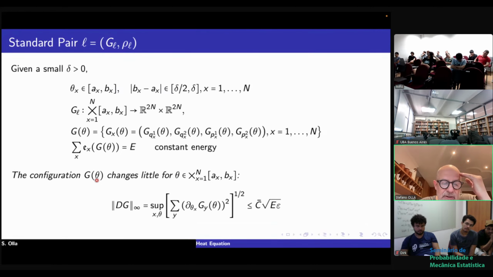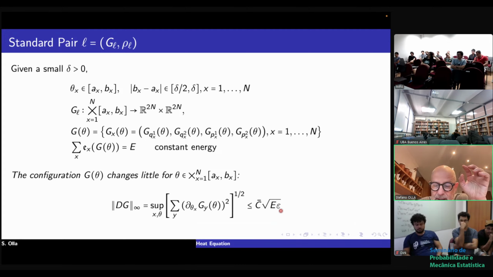The configuration G of theta must change little if theta changes in this interval, and change little is in this sense here. It's kind of an infinite norm of the gradients. So you take the gradient squared, you sum over all y, and you take the square root. So it's L2 in y and kind of sup in x and theta. This has to be small in the sense that there will be a bound C bar, square root, that will depend on the total energy that we have fixed, and this epsilon. This epsilon was a parameter that was in the map.